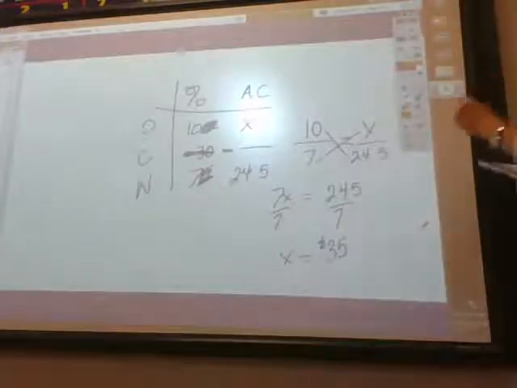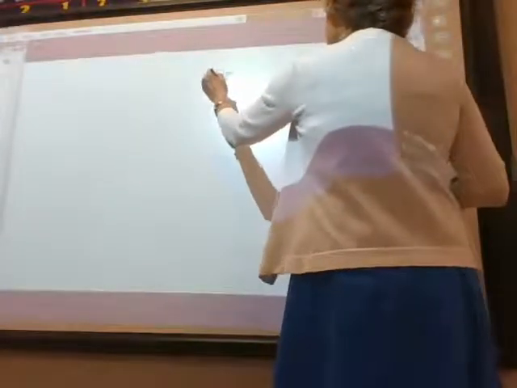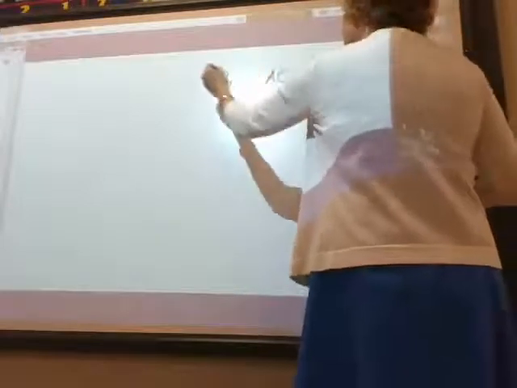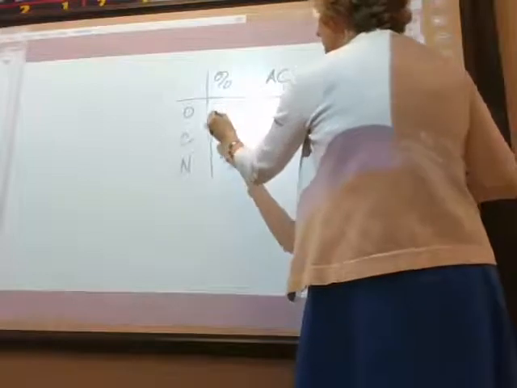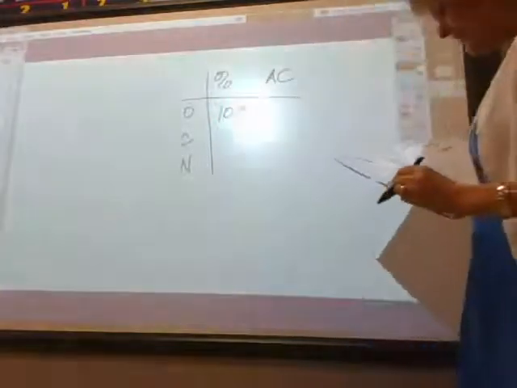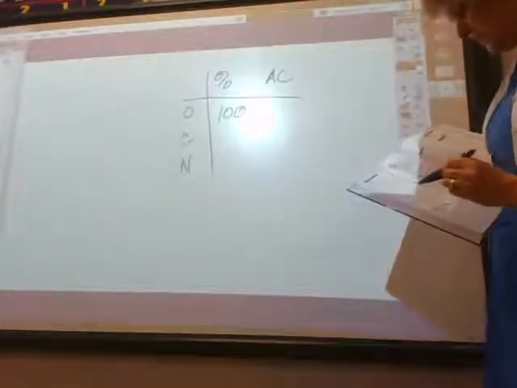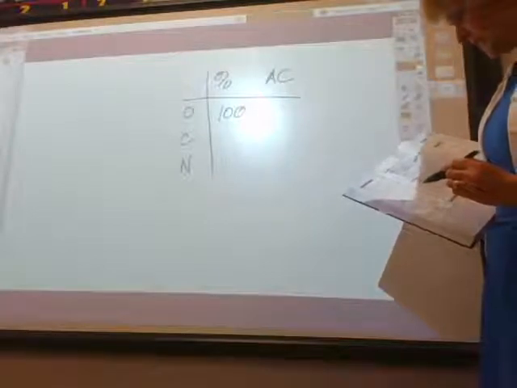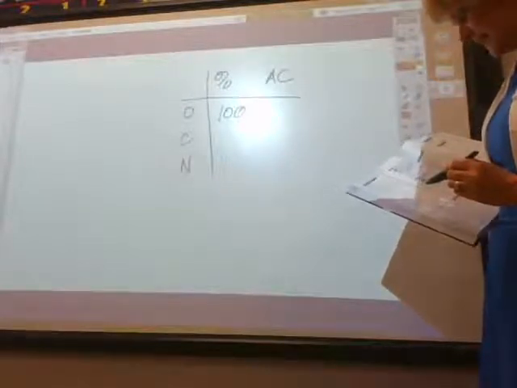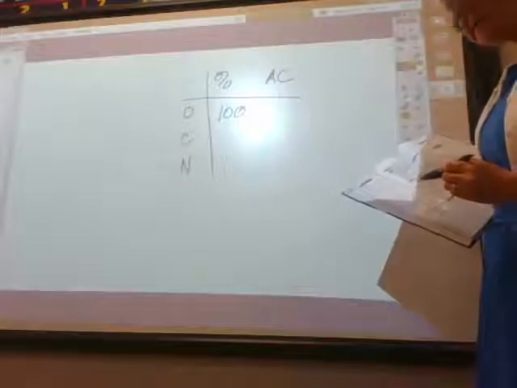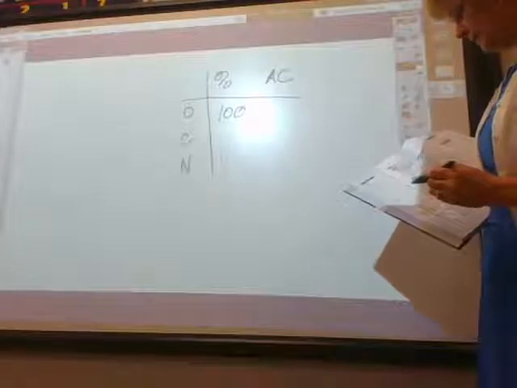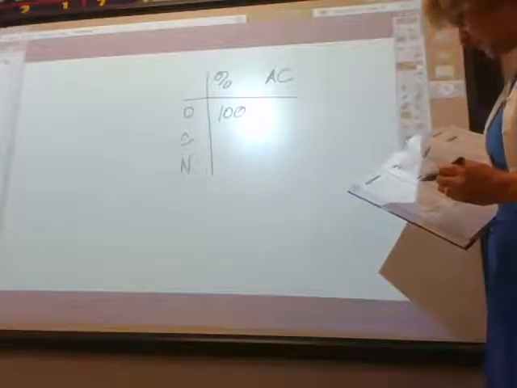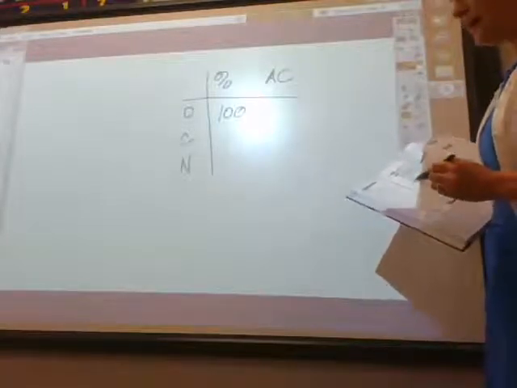One more. So this example 3, we're going to again do our percent and our actual count. We're going to do original, change, new, and we'll do 100%. A merchant bought an item at wholesale for $20 and marked the price up 75% to sell the item at retail. So what was the merchant's retail price for the item?